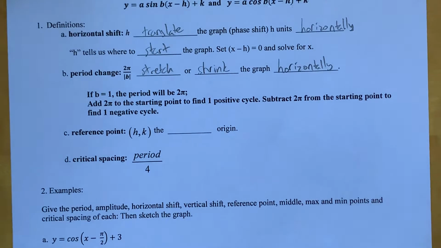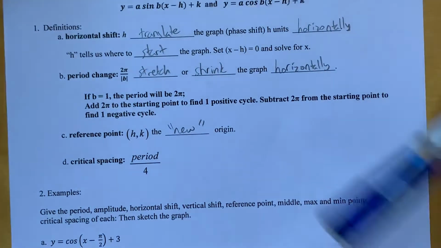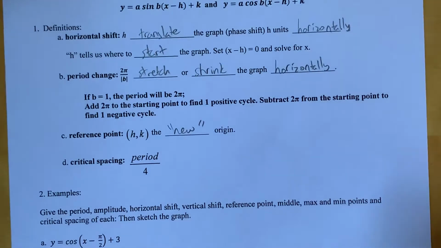Reference point H, K, which is the new origin. So we will get a new reference point. It's not going to be our center line or whatever that helps us graph the function. The reference point is something else. And I do want you guys to label the reference point in your graph.